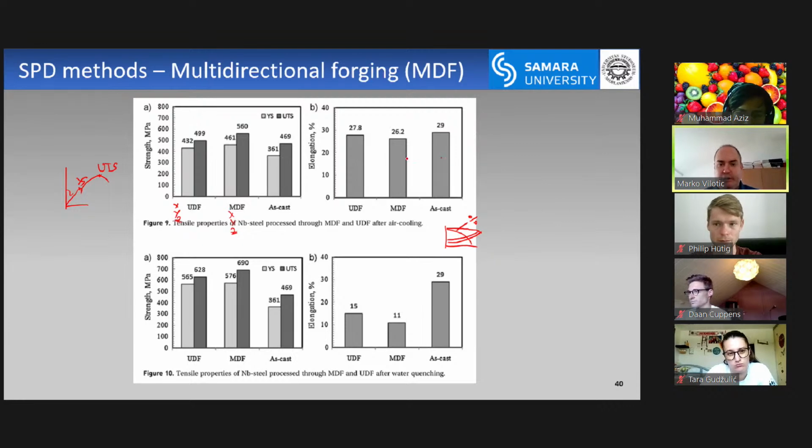This is the initial material, multidirectional forging, so the value is very close to 29, just maybe 10% or something. The difference is not big. This is, I guess, the ultimate tensile strength and yield strength. This is after water quenching, after the heat treatment process.